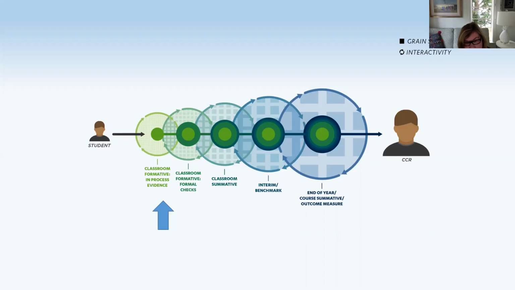And the largest grain size at the other end of the continuum is the end of the year, the annual summative assessment. And that's the largest grain size because it covers a whole year's worth of learning. And you'll see that the assessment types feed into one another. So the smallest grain size, the classroom formative assessment in process evidence, connects to the more formal checkpoints. That may be when teachers gather student work and they start to analyze it and look at what students have learned, make decisions about what they need to do next.